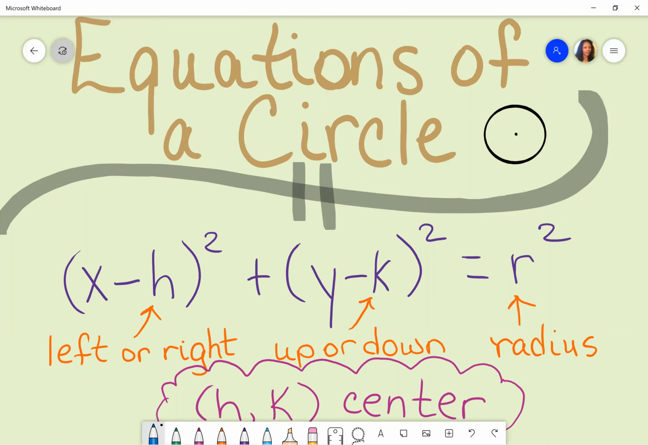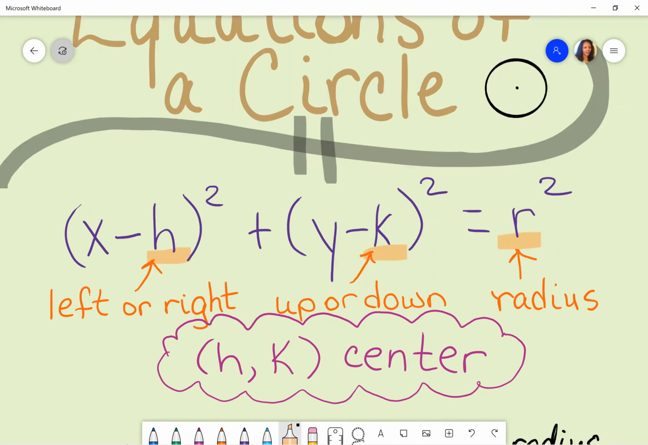All right, equations of a circle. Before we move forward, we need to know what the equation of a circle looks like. So this is what you would be expected to fill in if you're asked to write the equation of a circle. The part that you are focused on is going to be H, K, and R. As is shown here, H is going to tell you whether it's movement left or right, K is up or down, and then R is your radius.